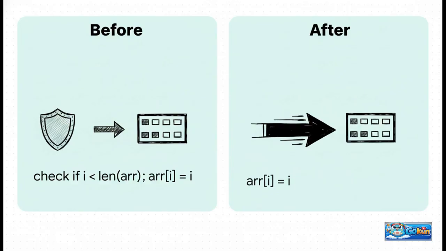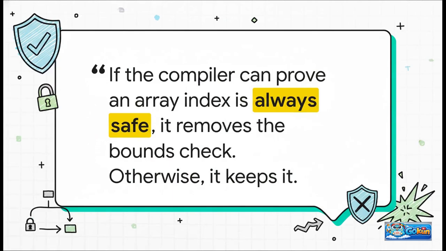Conceptually, before optimization, you've got the safety check, then the actual memory access. After the compiler works its magic and proves it's safe, you're just left with direct, faster memory access. No more runtime check. And the rule here is just so simple. Safety first. The compiler is conservative. If it can prove without a shadow of a doubt that an index is always safe, it'll remove the check to make your code faster.